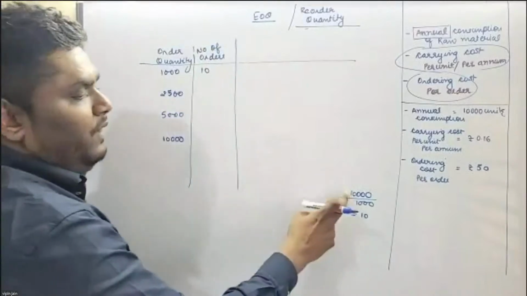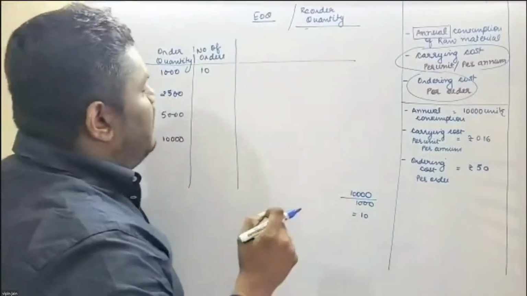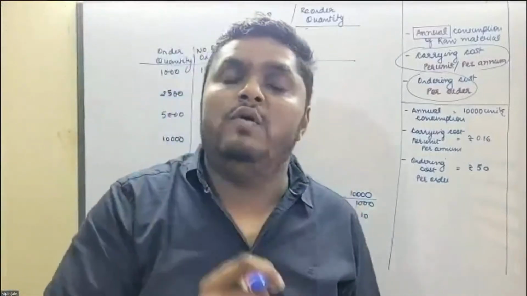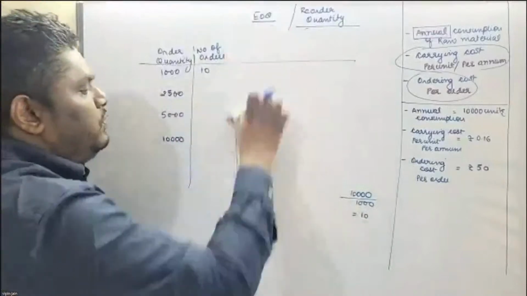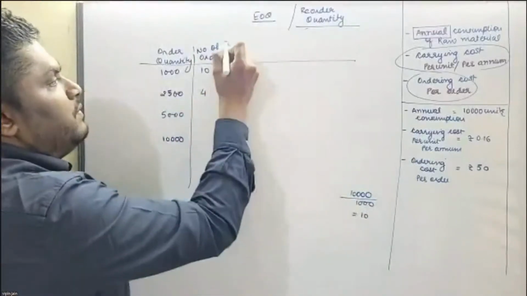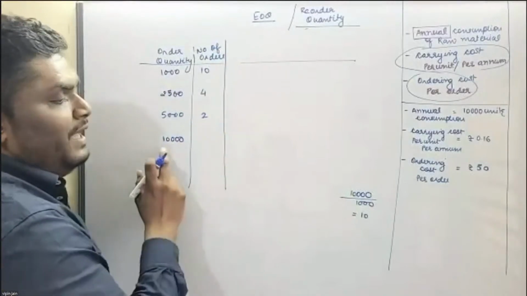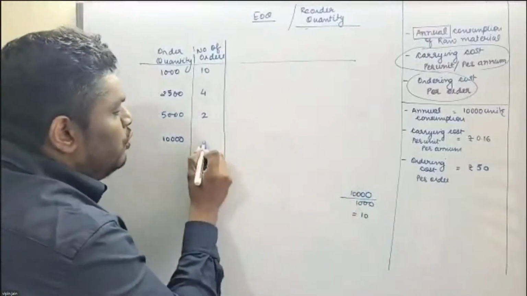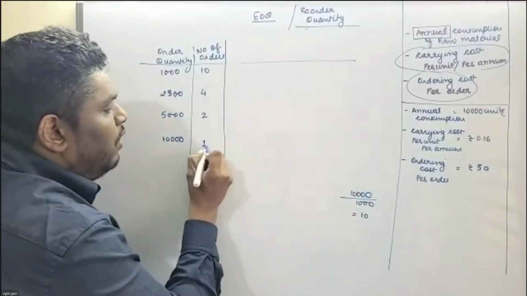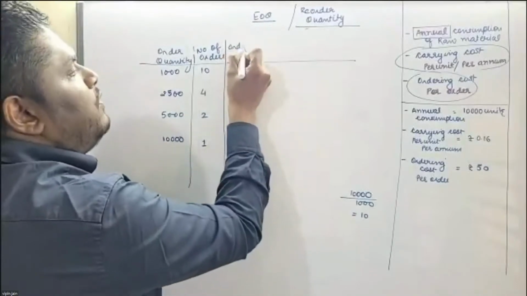In this case, my annual requirement is 10,000 units, and in one go I place an order for 2,500 units. It means what? How many times the order need to be placed? 4 times. In this case, 2 orders we have to place, and in this case, we are ordering 10,000 units in one go. So only one order we have to place. So now we can easily calculate the ordering cost.